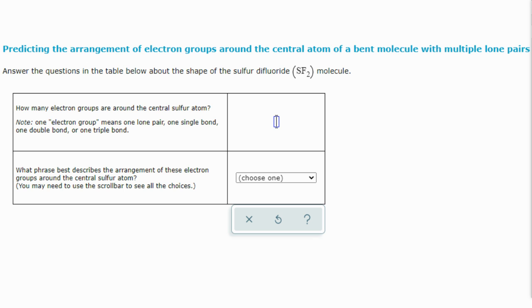So if we draw this out, sulfur has 6 valence electrons. Fluorine has 7, but there's 2 of them. So we have 14 plus 6 valence electrons that we need to show in the structure. So this gives us 20 electrons. So I'm going to pick sulfur to go in the middle. I'm going to connect to fluorine.